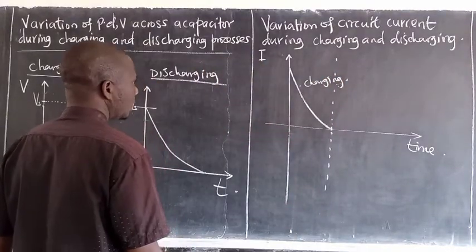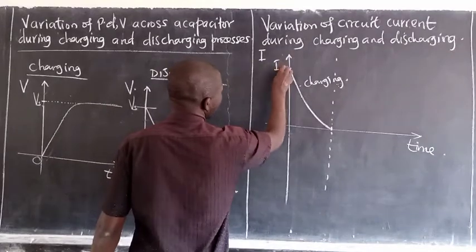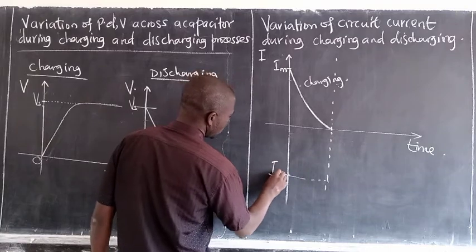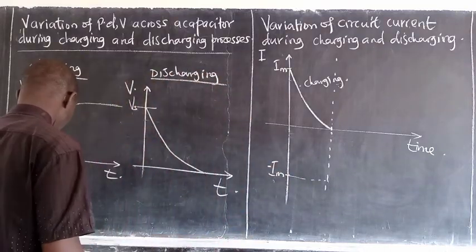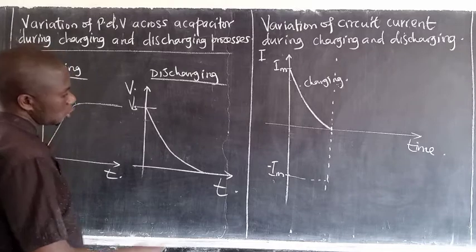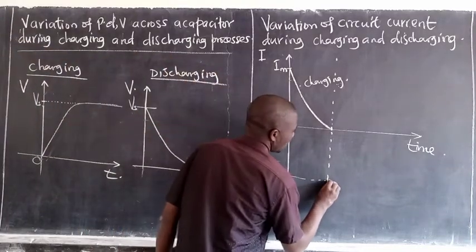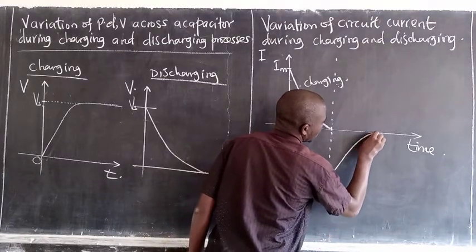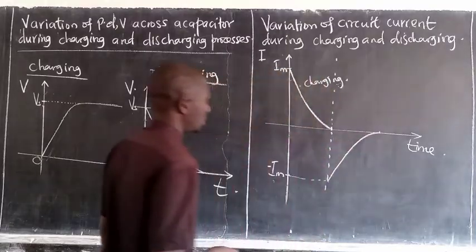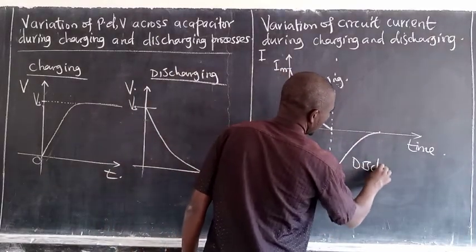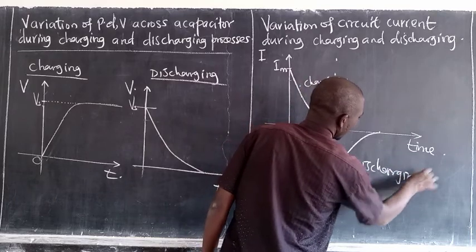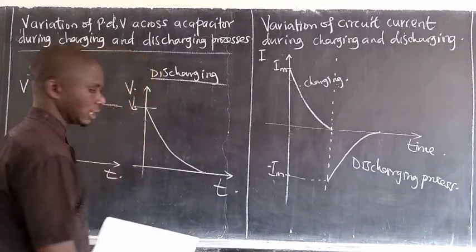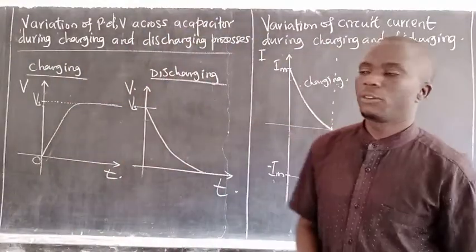Okay, this is during the charging process. So what happens during the discharging? Of course, this is the maximum current. For the discharging, it begins from the same maximum. As you keep on discharging, it will keep on reducing until it becomes 0. So this is the discharging process, and that one is the charging process. That is the variation of the circuit current.